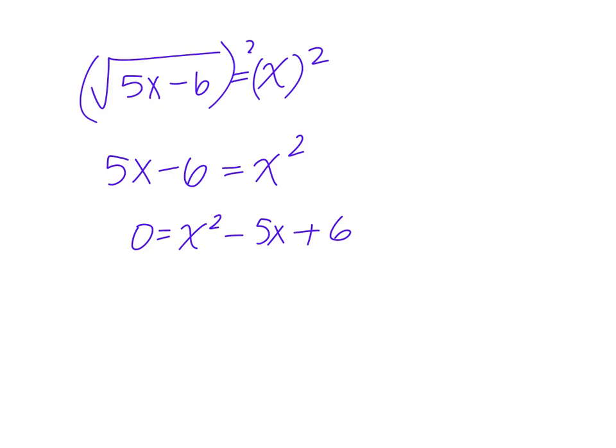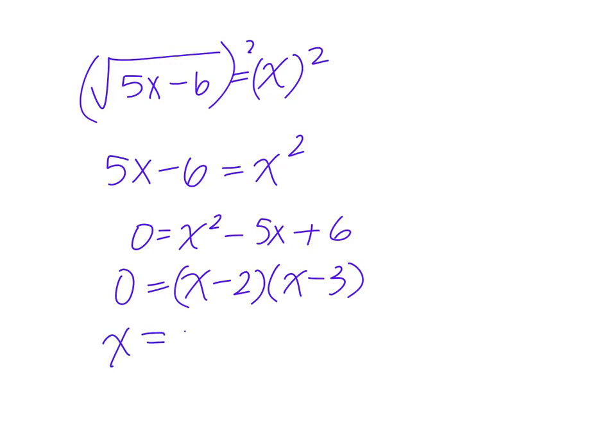From there, we should be able to factor. Factors of 6 that give me a sum of 5 are 2 and 3, but we're going to make them negative. So this is equal to x minus 2 times x minus 3, which will give us x values of positive 2 and positive 3.